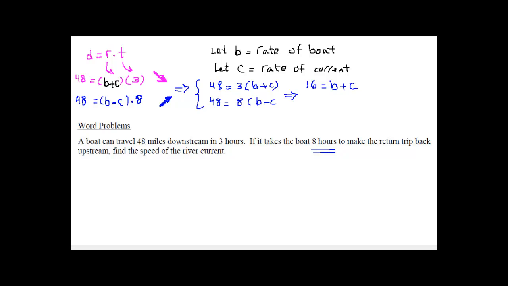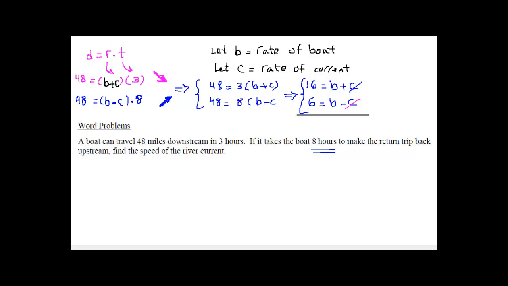And we can do the same thing here for the second equation: we have 48 divided by 8. That gives me what? 6. 6 is equal to B minus C. Here we have two equations and two unknowns. We can use the addition method. Since the coefficients of C are already opposite of each other, we can simply add these two. Then C plus negative C would add up to 0.